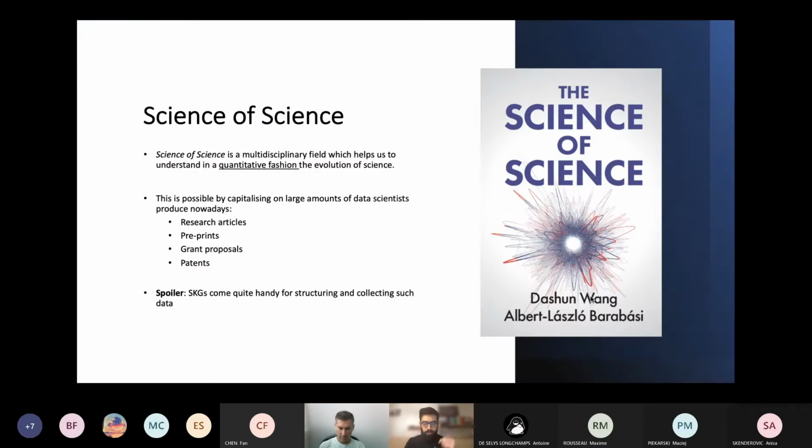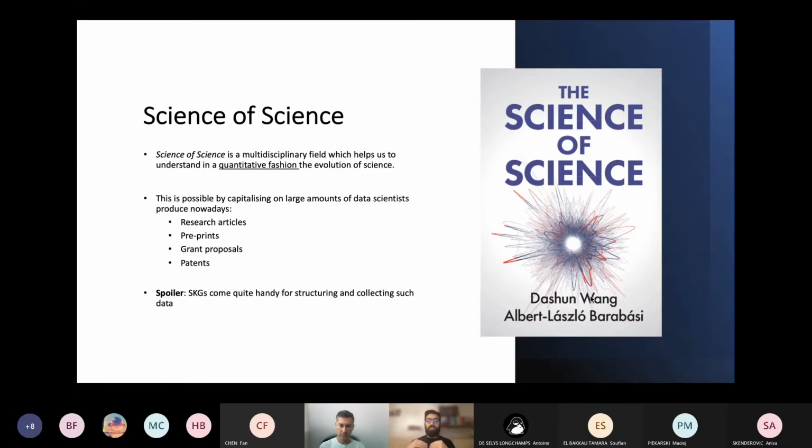And there is another book that was recently published, I think less than 2 months ago, at the end of March, which is called The Science of Science by Dashun Wang and Barabasi. And the way the science of science is defined here is it's a multidisciplinary field which helps us to understand in a quantitative fashion the evolution of science.